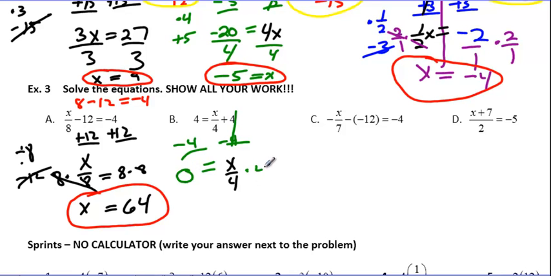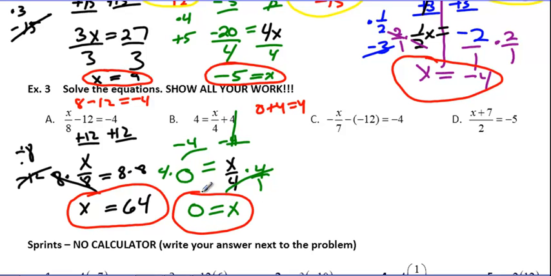Alright, and then we multiply by 4 on both sides. Multiplying by 4 and dividing by 4 cancels out, and I get x equal to 0 times anything is 0, x equals 0. I'm going to check my answer. 0 divided by 4 is 0, plus 4 is 4. Alright, there you go. Okay, now C.